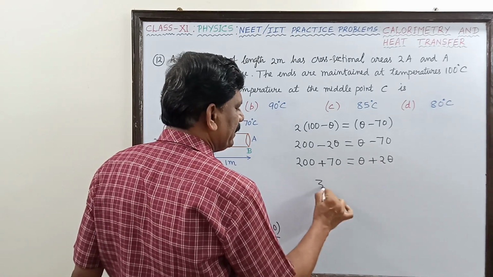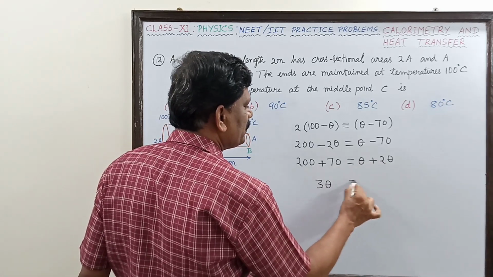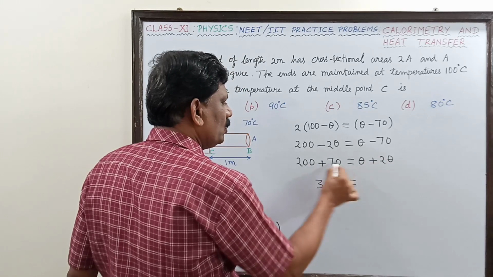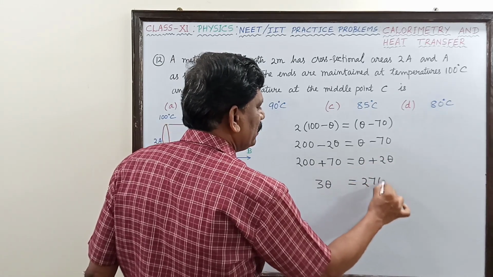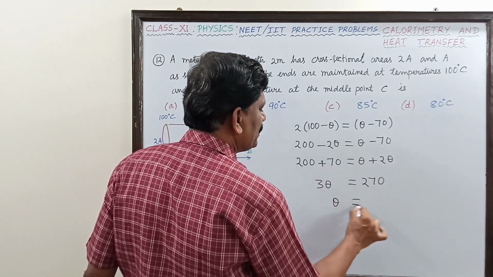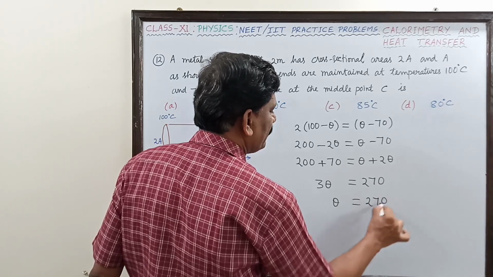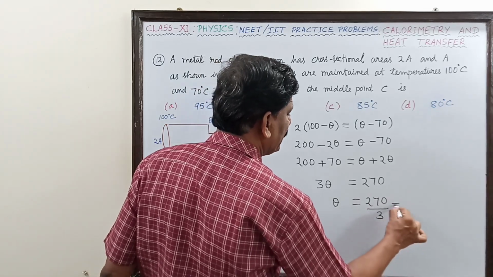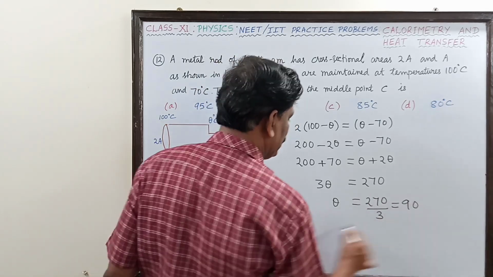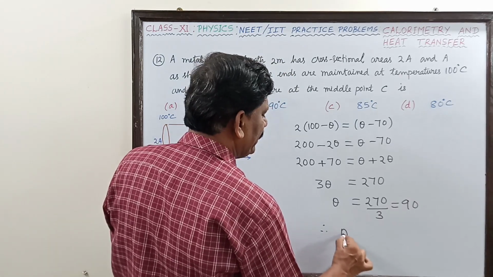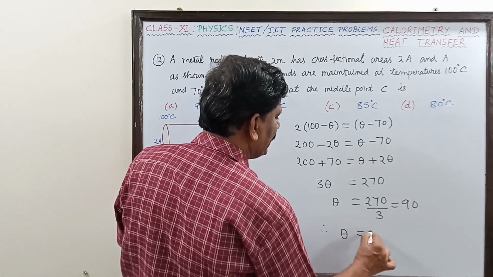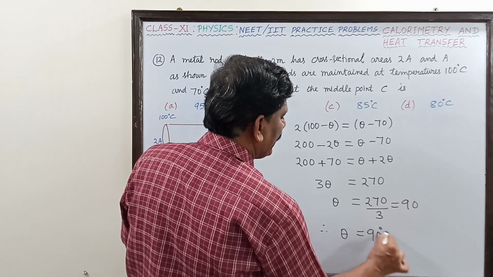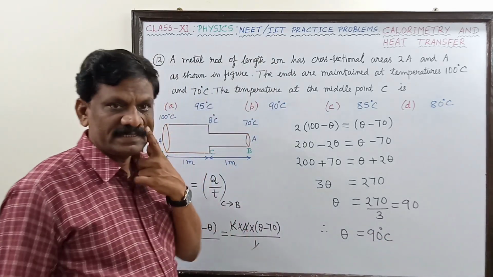So 3 theta must be equal to 270, and theta must be equal to 270 divided by 3, that is equal to 90. Therefore the value of theta at the point C must be equal to 90 degrees Celsius.